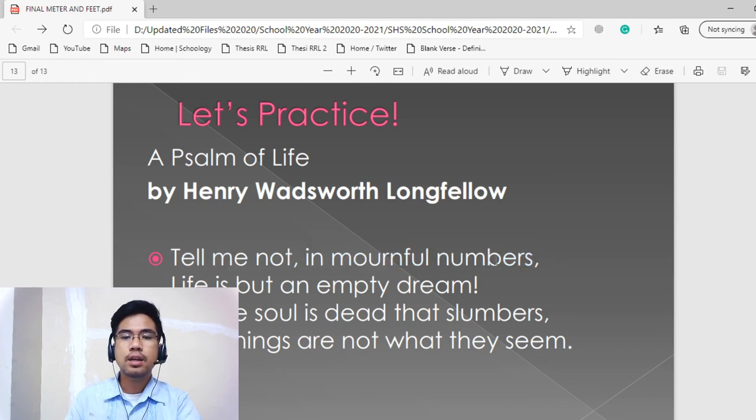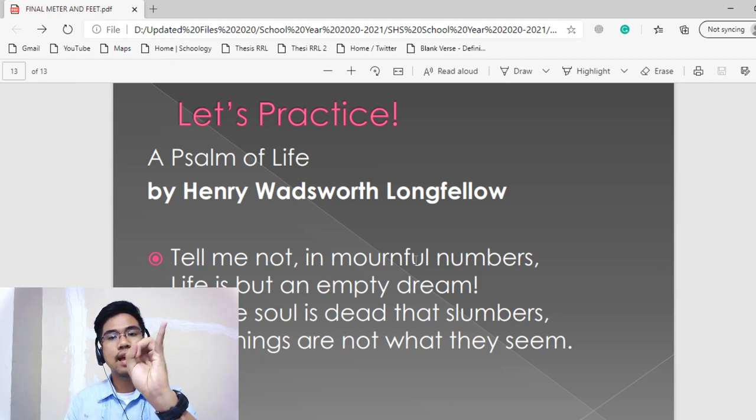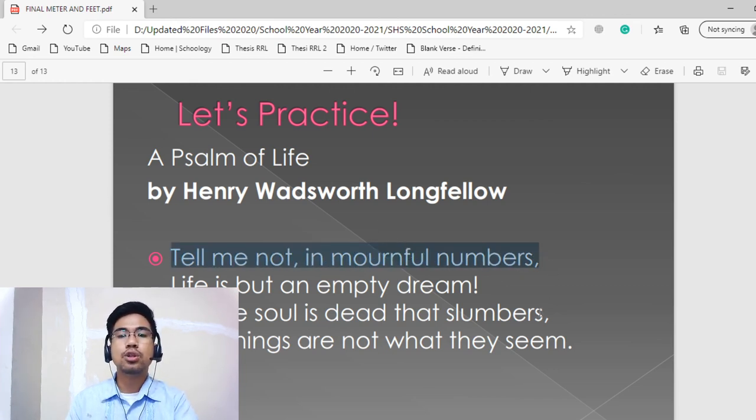So in this particular line here, this is how you are going to read this. "Tell me not in mournful numbers." Again, tell me not in mournful numbers. So that is stressed, unstressed, stressed, unstressed. So in the explanation that we've had a while ago, if it has stressed, unstressed pattern, what do you call the meter according to stressed pattern? It's trochaic. According to number of syllables, let's count. Tell me not in mournful numbers. 8 syllables divided by 2, there are 4 pairs here. So this is a tetrameter. So this line here is a trochaic tetrameter. I hope you understand that.